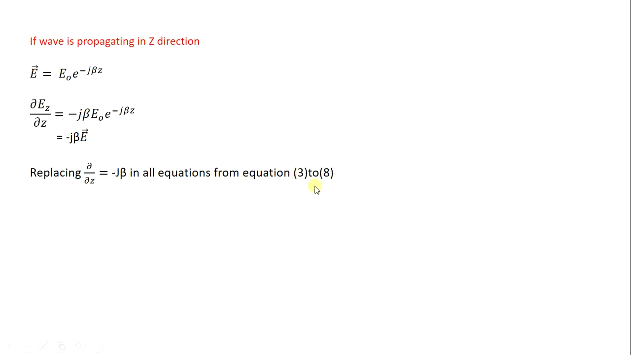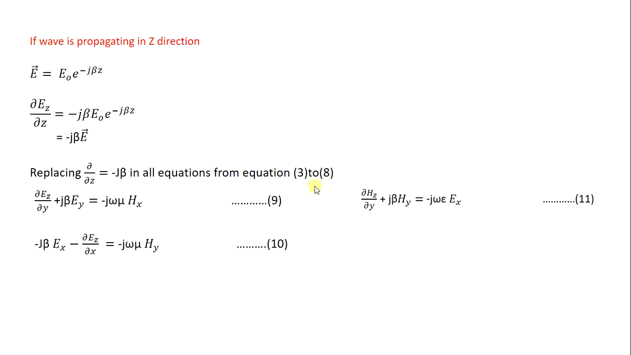all the equations 3 to 8. So we get ∂Ez/∂y plus jβEy equal to minus jωμHx. Similarly, we get minus jβEx minus ∂Ez/∂x equal to minus jωμHy, and ∂Hz/∂y plus jβHy is equal to jωεEx, and minus jβHx minus ∂Hz/∂x equal to jωεEy.